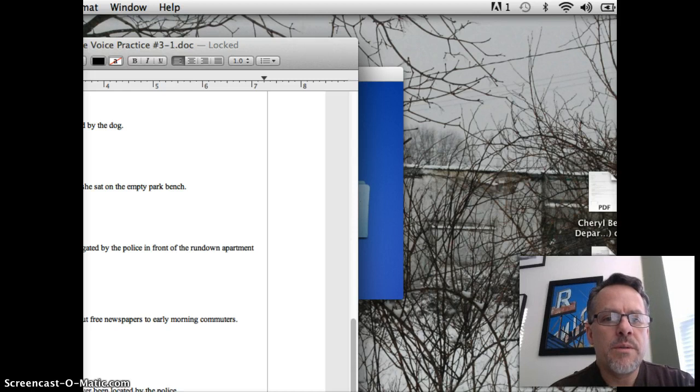So how are we going to change this into a passive? Well, we take the object, free newspapers, and make that the subject of the passive voice sentence. Free newspapers were being handed out to early morning commuters by a grizzled man.